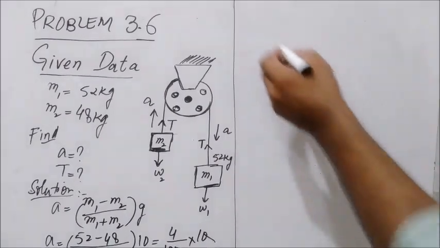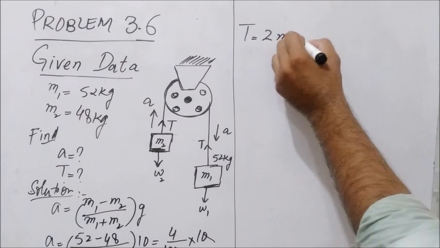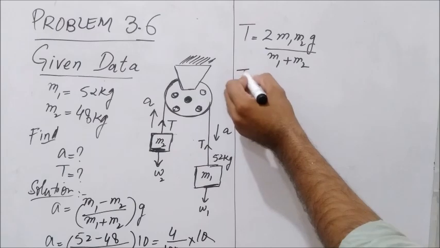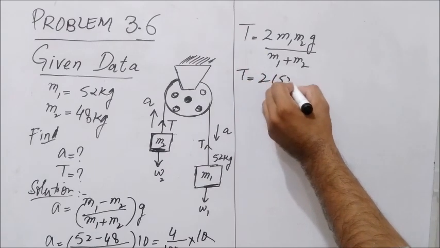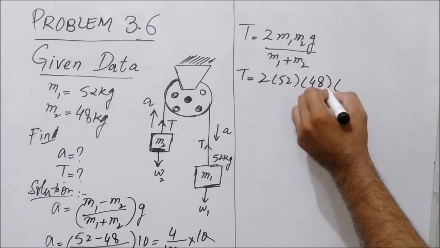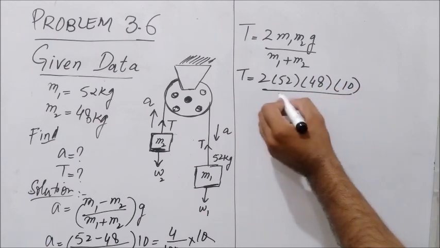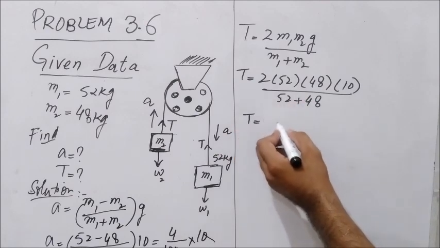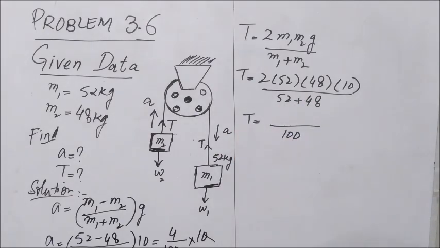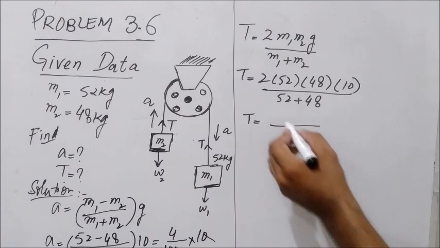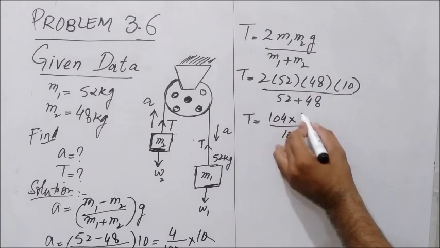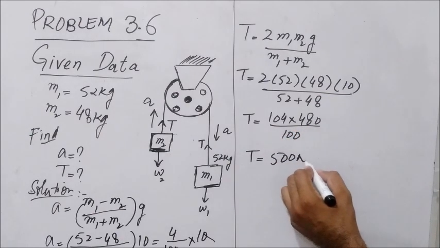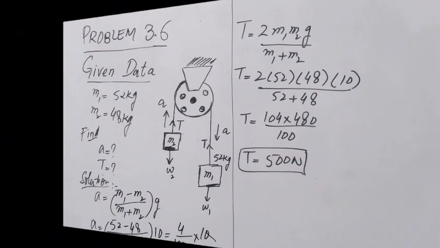To calculate tension in the string, the formula is 2 m1 m2 g divided by (m1 plus m2). So 2 times 52 times 48 times g, which is 10, over 100. While multiplying this it will be 104, and from here it is 480. So the tension will become equal to 400 Newton.